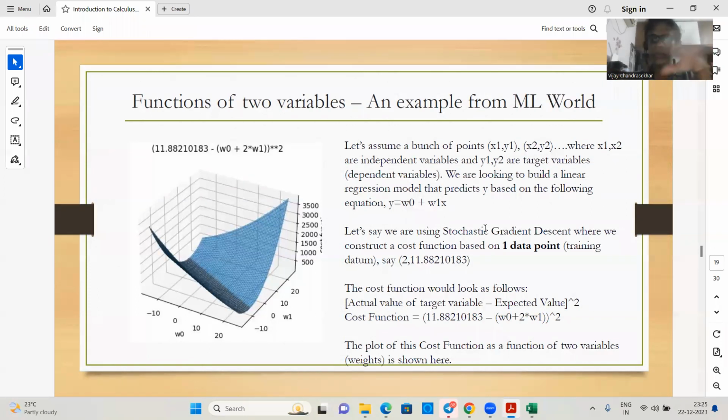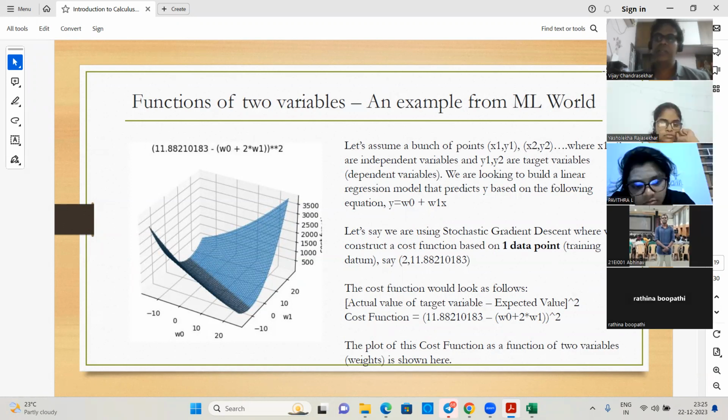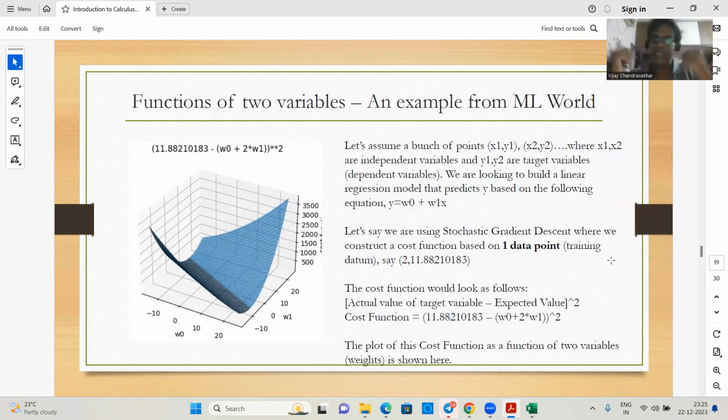Anyone? Abhinav, I don't want you to answer. Yasholeka, no. Naveen, no. Someone else. I want somebody new to answer, somebody who hasn't answered today. Not Pavitra. Anyone else? The value that is 11.8821. Exactly. Okay. Mugundan, right? Yes. Right.